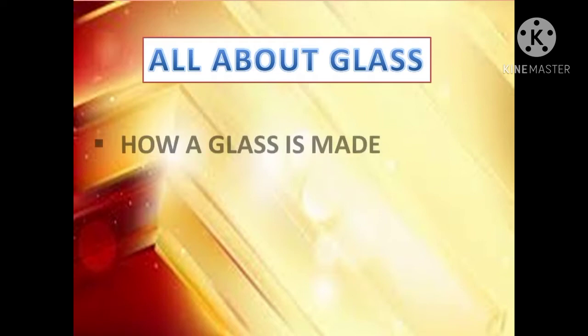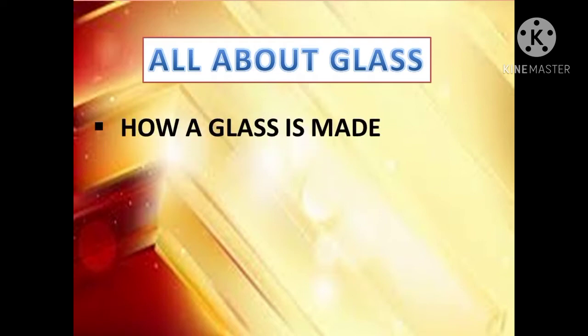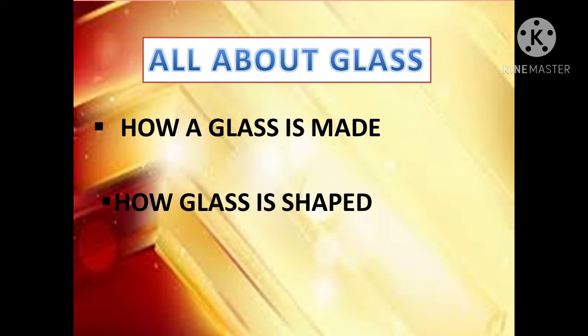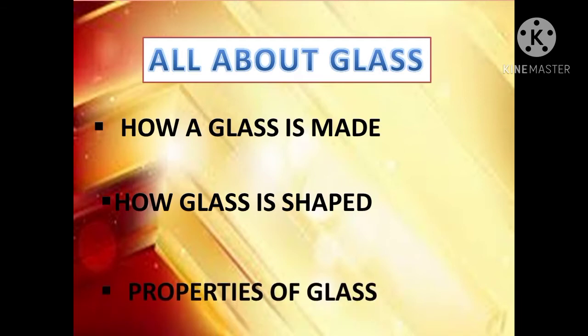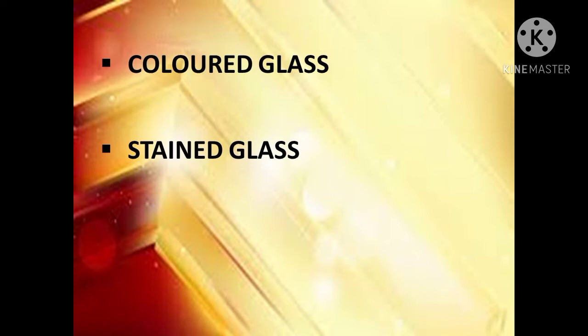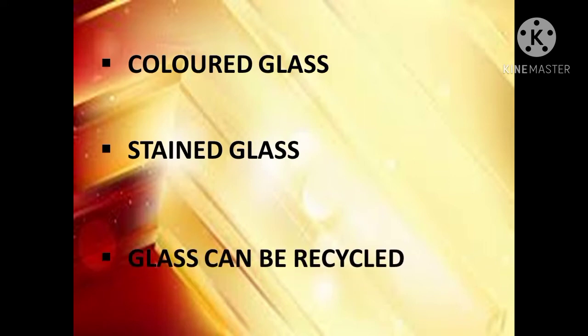All about glass. In this, we are going to learn how glass is made. Second, how glass is shaped. It is given different kinds of shapes. Third, properties of glass. Colored glass. Stained glass. And then how glass can be recycled. In this lesson, we are going to cover these 6 topics. But for today, we'll learn only the first 3 topics.